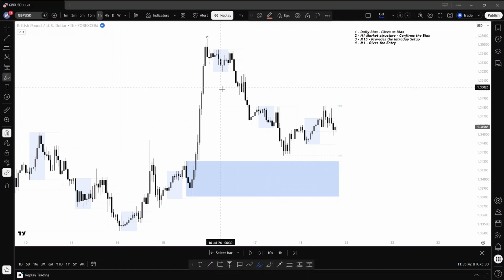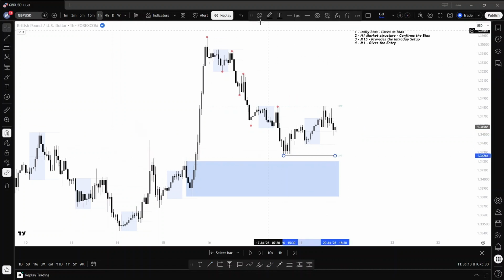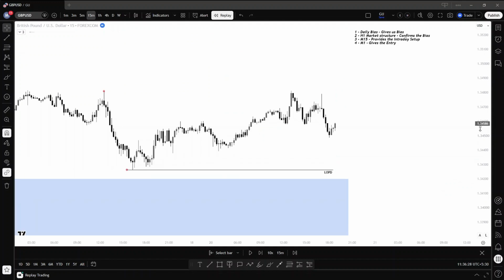Let's mark the market structure. We can see that price is clearly making new lower lows, right? But haven't tapped this demand yet. As of now, the price is still trading in this area. We can easily sell, targeting the demand. And let's mark this liquidity low also. So now our daily time frame and H1 both are aligned, saying they are bearish.